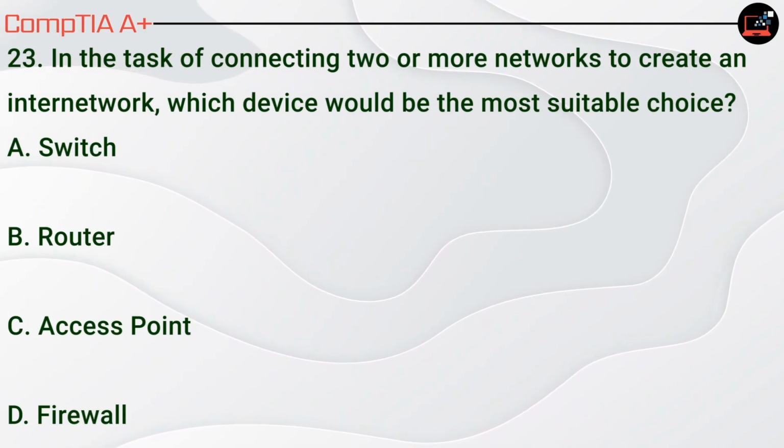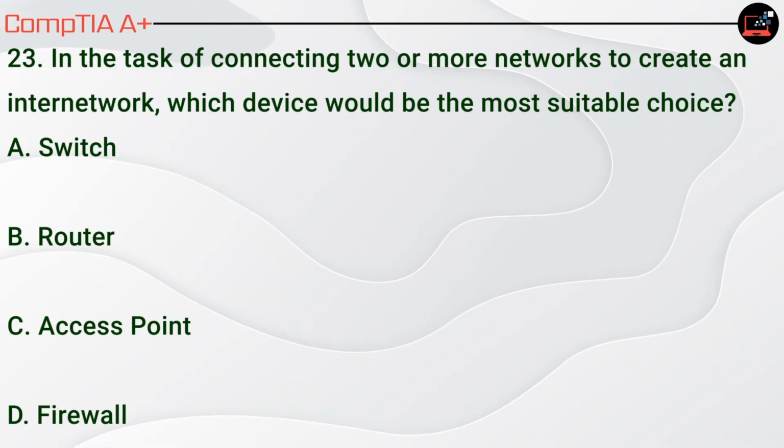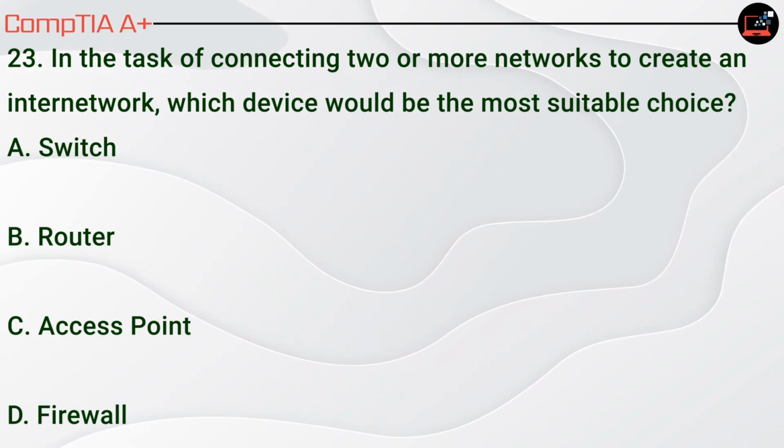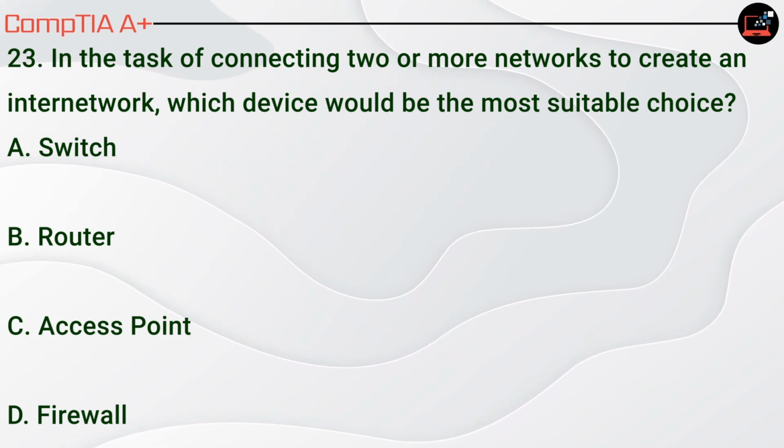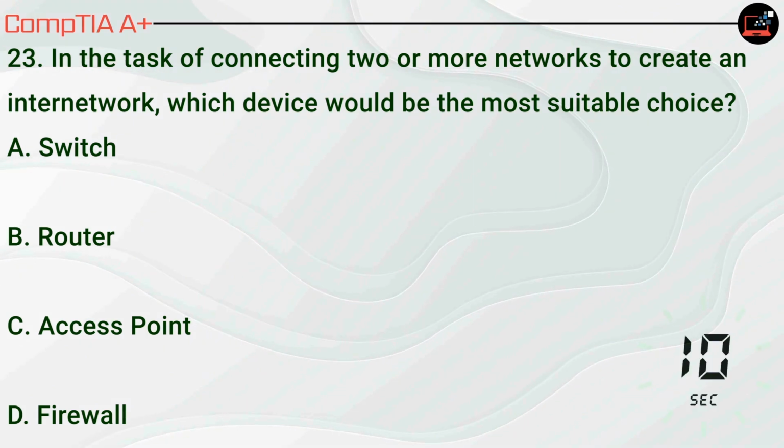23. In the task of connecting two or more networks to create an internetwork, which device would be the most suitable choice? A, Switch. B, Router. C, Access point. D, Firewall.